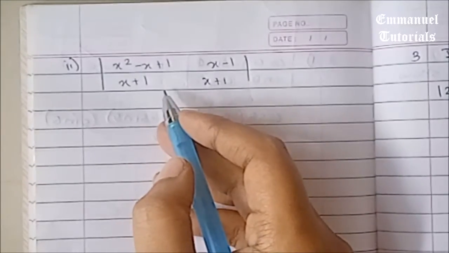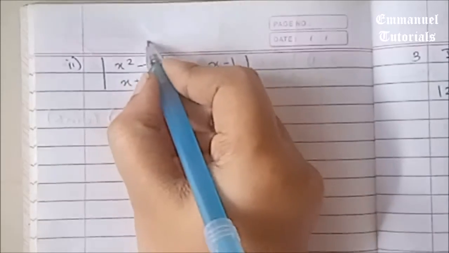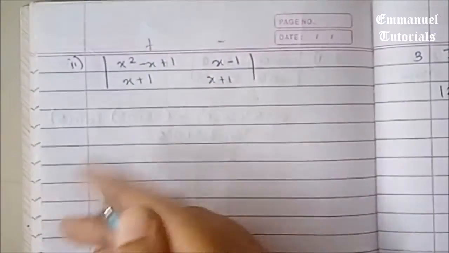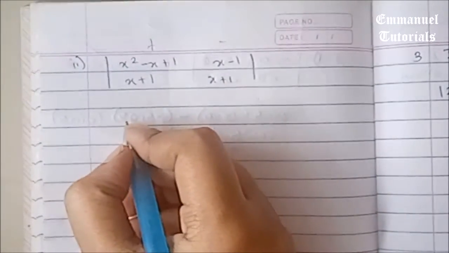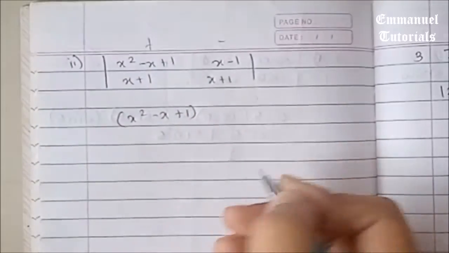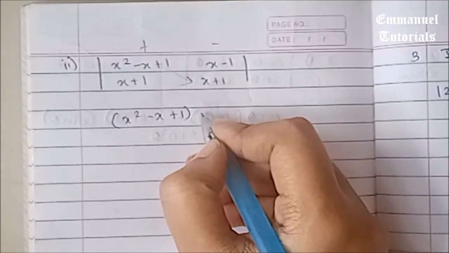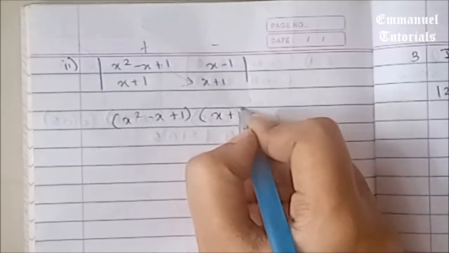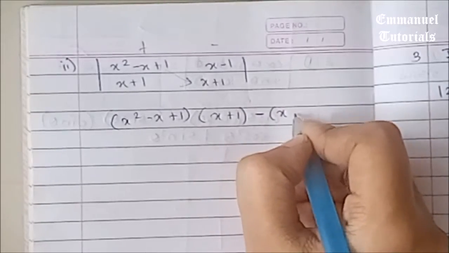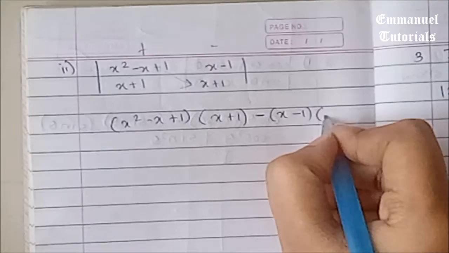x square minus x plus 1, x minus 1, x plus 1, x plus 1. Again, imaginary plus and minus. You can write it on top. Write the first element of first row, x square minus x plus 1, as it is, because it's going to be positive. Second element of second row, x plus 1, negative. Second element of first row, x minus 1. First element of second row, x plus 1.